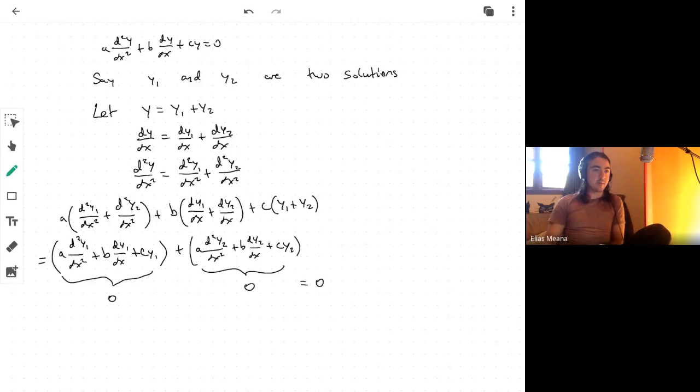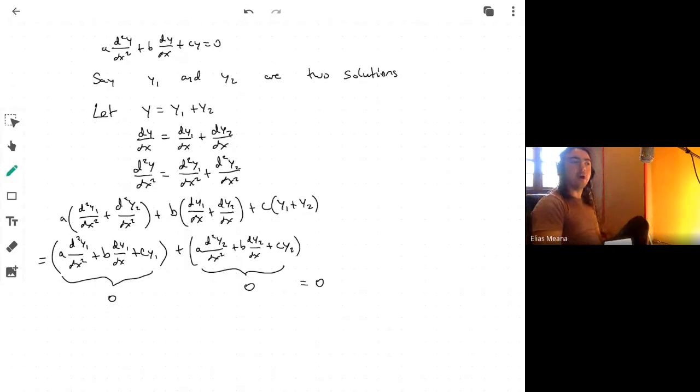Does that make sense? We could correspondingly say that if we had y1, y2, and y3 that are all solutions, we could add all three of those, and that would be another solution. We could do the same thing with 4.